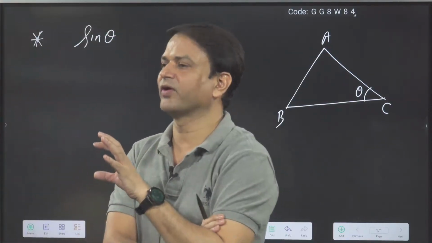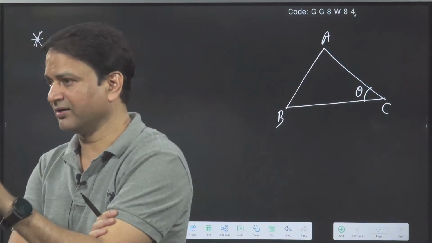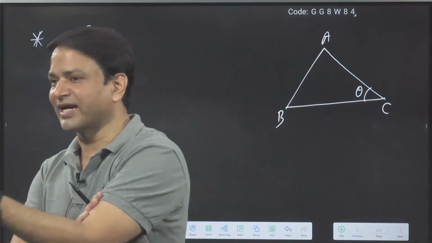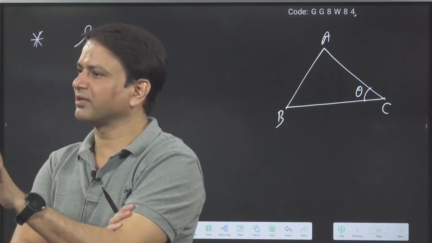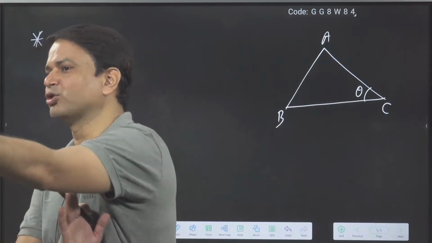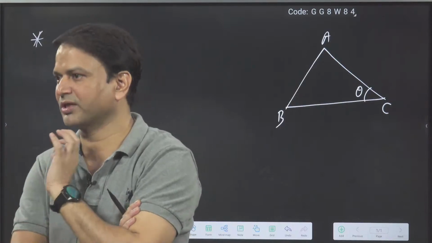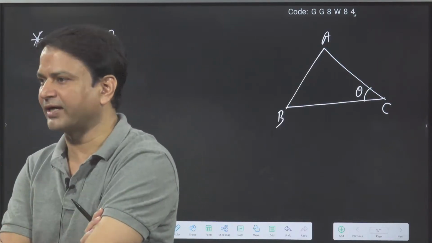First, hypotenuse is defined in a right angle triangle. What is the hypotenuse? It is the longest side of the right angle triangle. Here you are saying opposite upon hypotenuse, but how are you taking the hypotenuse as BC? That's why I asked this question. Directly we cannot find sin theta here because it is not a right angle triangle.